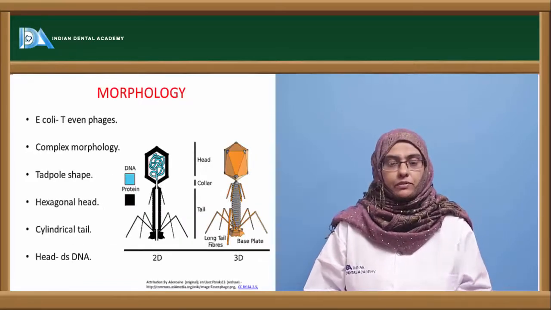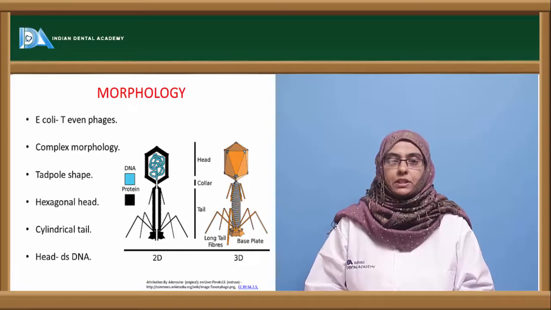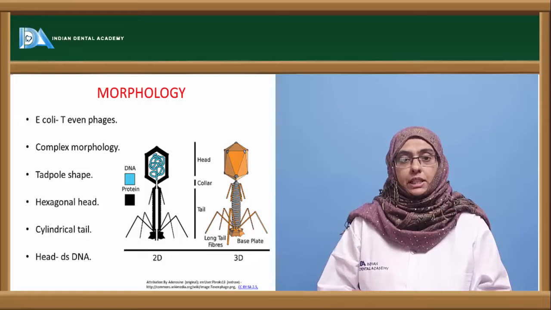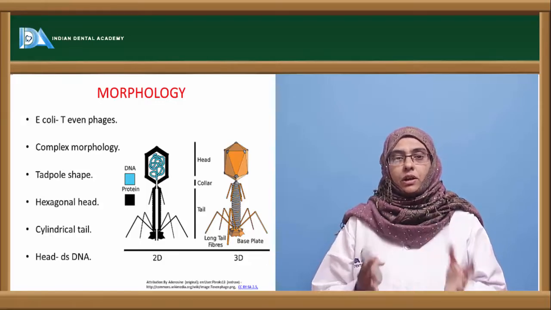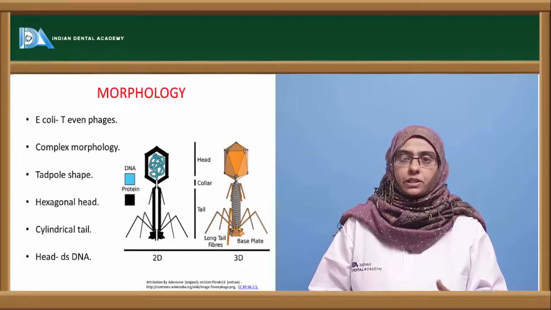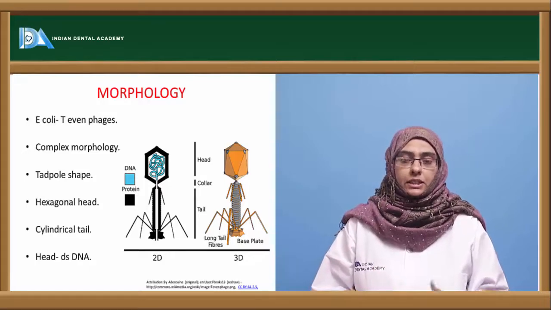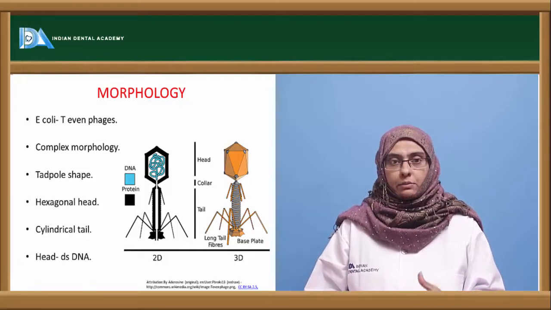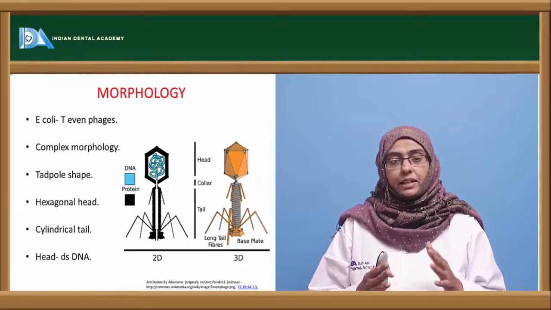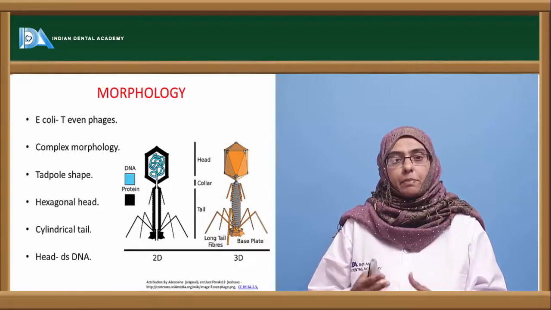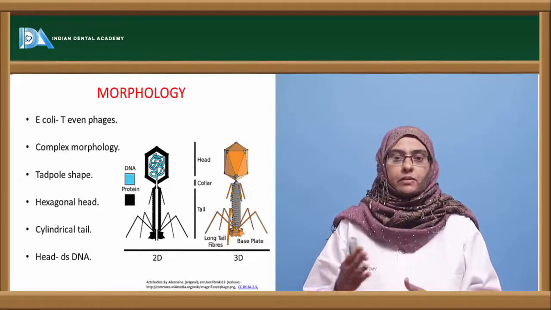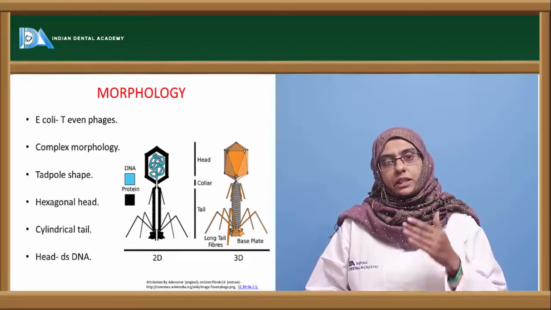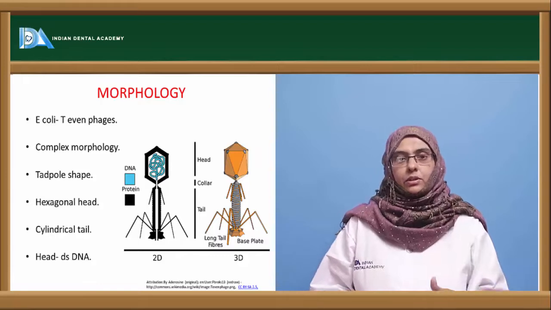Coming to the morphology of bacteriophages, they were first discovered in E. coli, and these are called T-even phages, which have been studied in detail and tell us how bacteriophages usually look. They usually have a complex morphology and a tadpole-shaped structure. They have a hexagonal head into which the nucleic acid, in the form of DNA, is packed, and a cylindrical tail through which the nucleic acid enters the host cell.